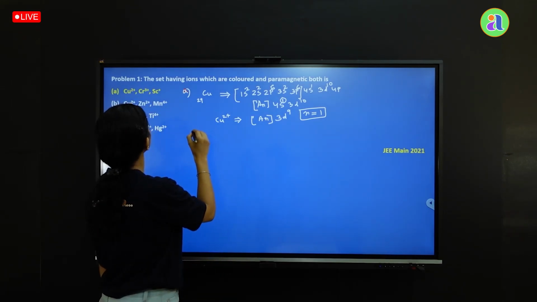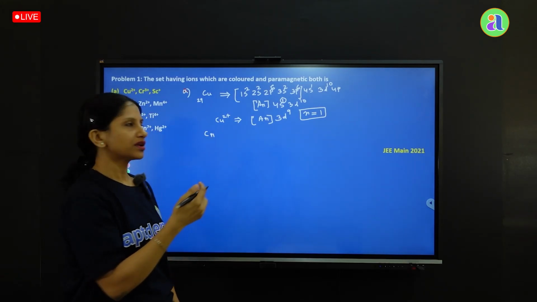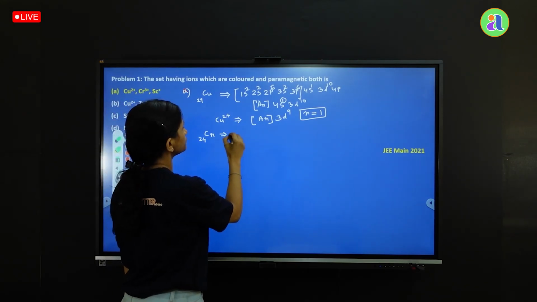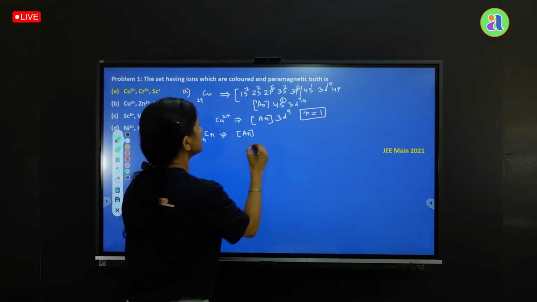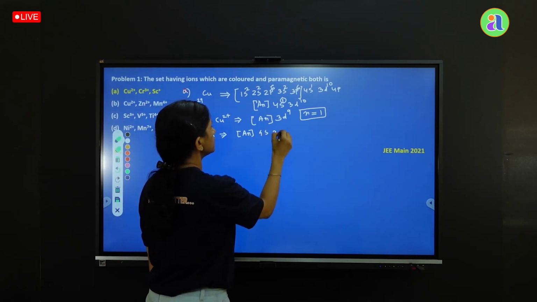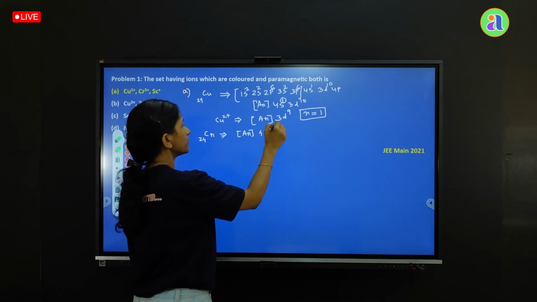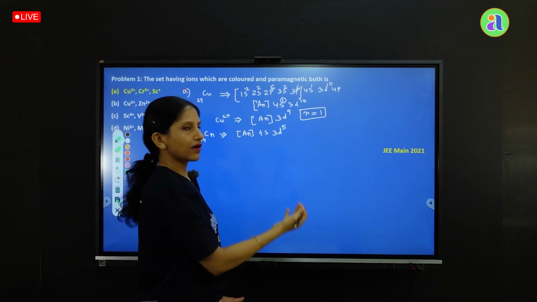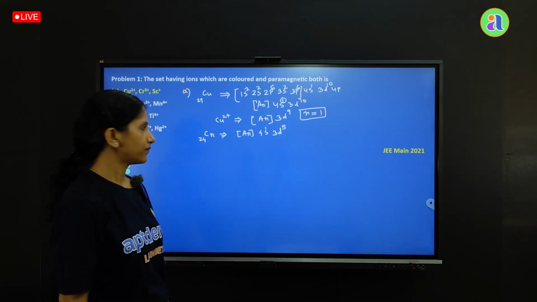Now, let us do the next one, chromium. Chromium has the atomic number of 24. For the electronic configuration we start directly with argon, which is 18, and then we have 4s and 3d. If you put 2 in 4s, you will get 4 in 3d, but 3d5 is more stable than 3d4 because it is a half-filled configuration. So we end up with argon 4s1, 3d5 for chromium.